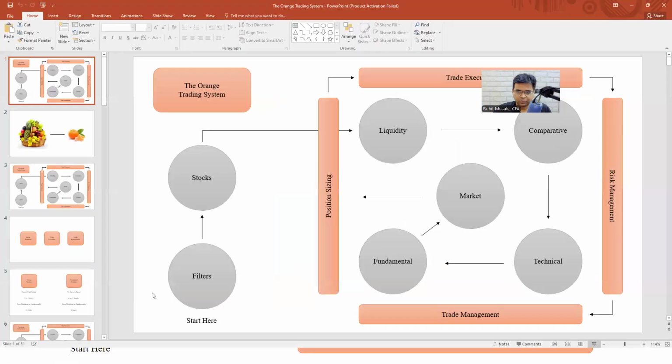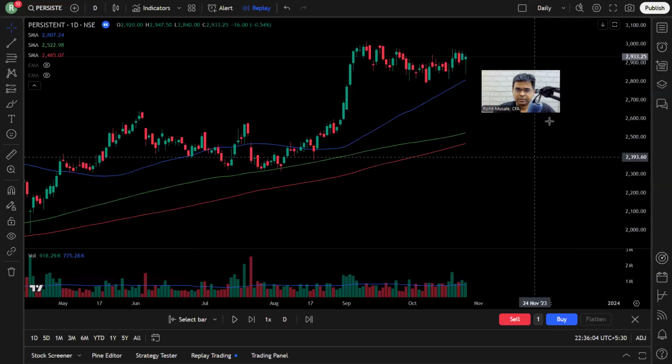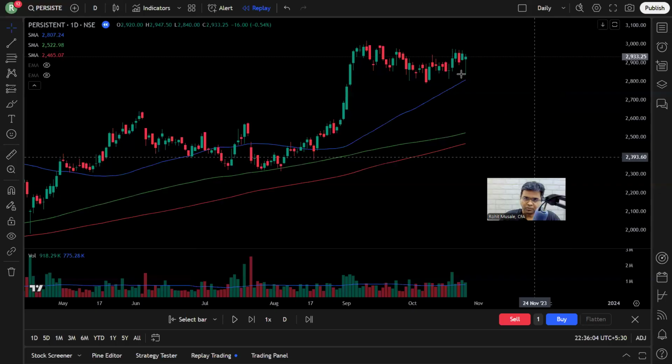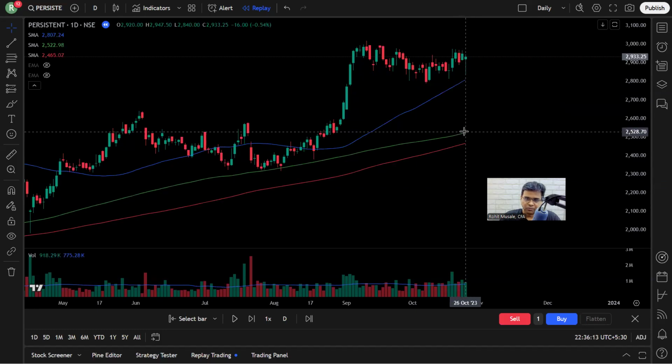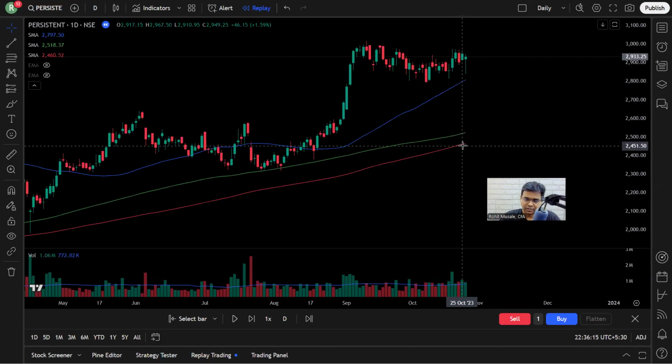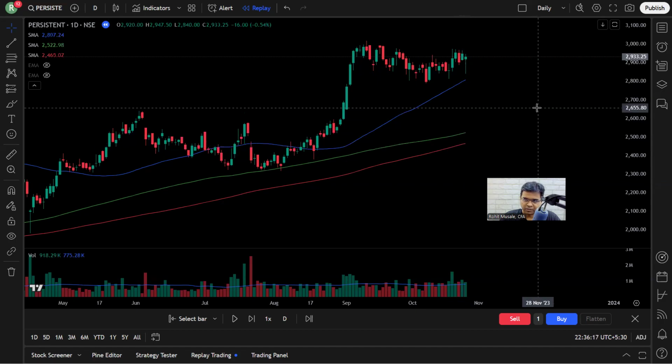So first thing I will do when I look at the chart is I will first draw the base. So the price is above the blue, the green and the red. The blue is the 50-day simple moving average. The green is the 150-day simple moving average and the red is the 200-day simple moving average.